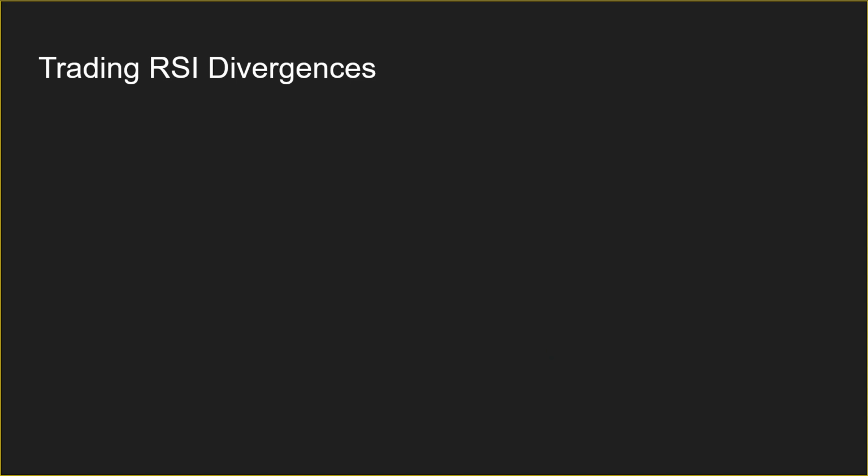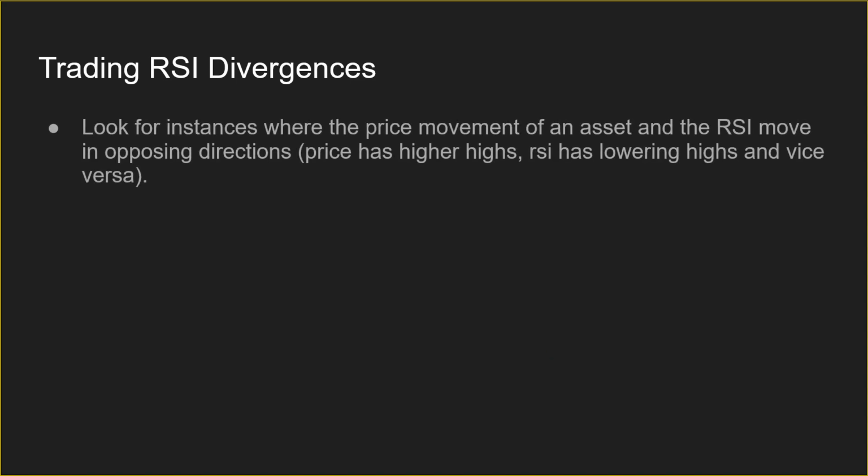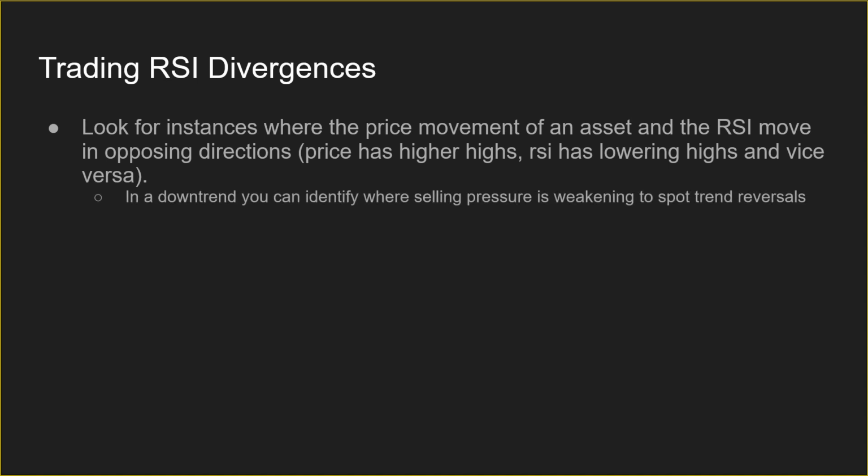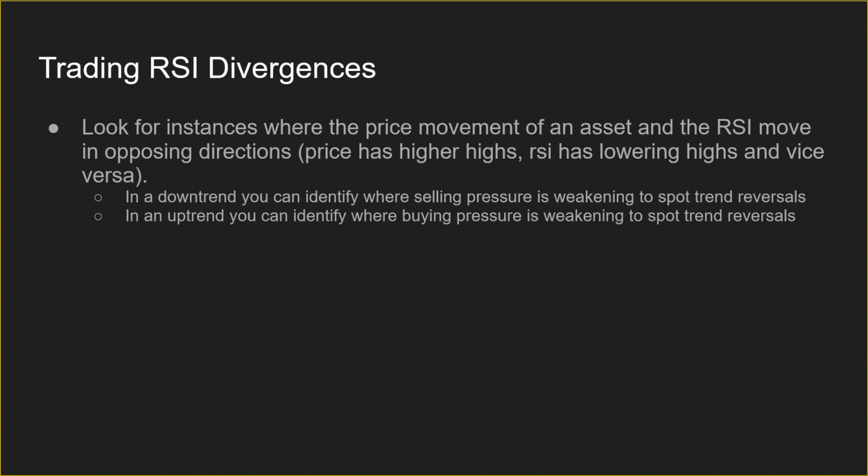A bit more on trading RSI divergences. Here we want to look for instances where the price movement of an asset and the RSI move in opposing directions. Price has higher highs, RSI has lower highs, vice versa for the other divergence style. Now, in a downtrend, you can identify where selling pressure is weakening to spot trend reversals. In an uptrend, you can identify where buying pressure is weakening to spot trend reversals. Especially this one. This was the clear example on Bitcoin that we saw before, where we saw this uptrend.